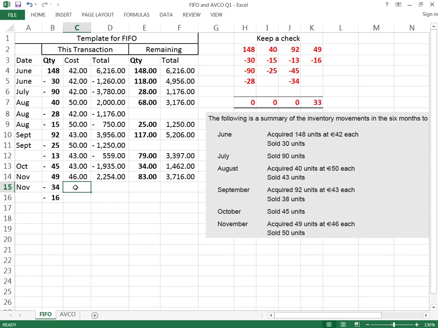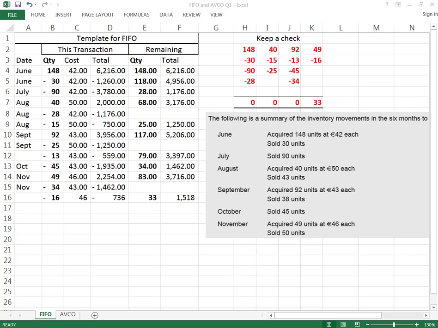So the 34 still come from the 92. 92 we're here at 43. The last 16 come from the final purchase, which was at 46. So finally we have 83 minus 34 minus 16 gives us 33 left. Okay, and the value of those 33 that are sitting on the floor is equal to the 3716 minus the 1462 minus the 436. So at the heel of the reel we're left with 33, and the value of those 33 in inventory is 1518.